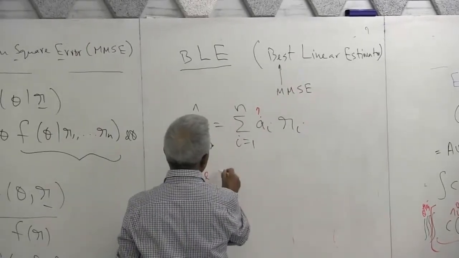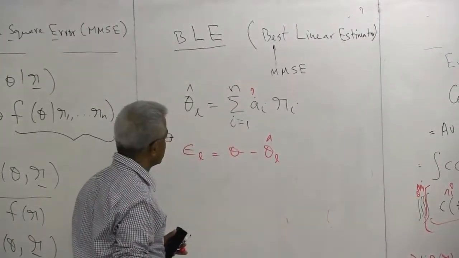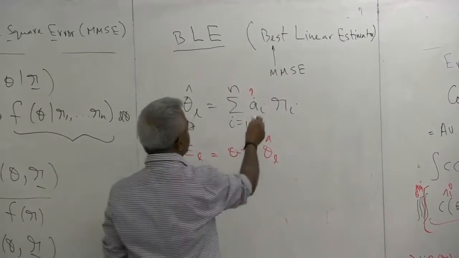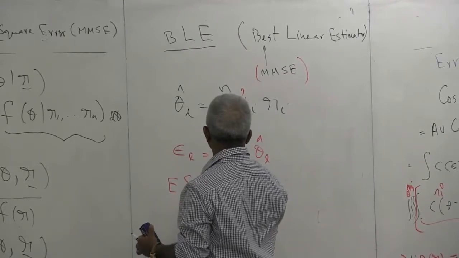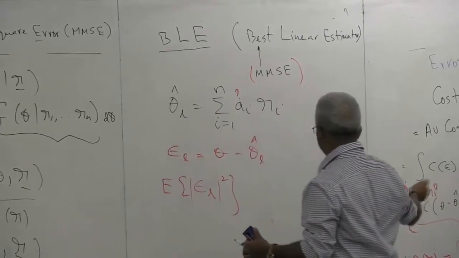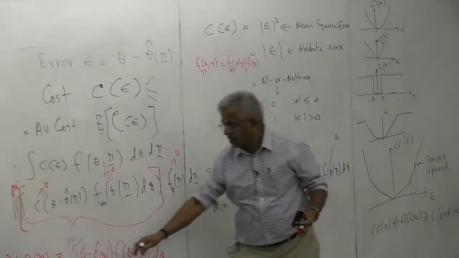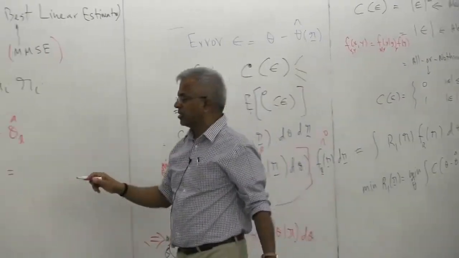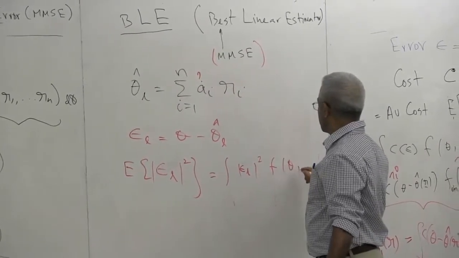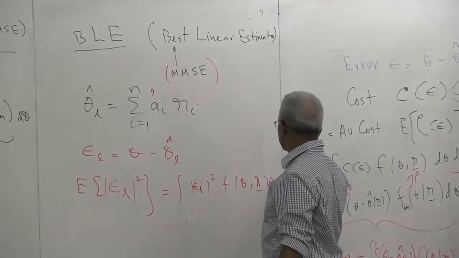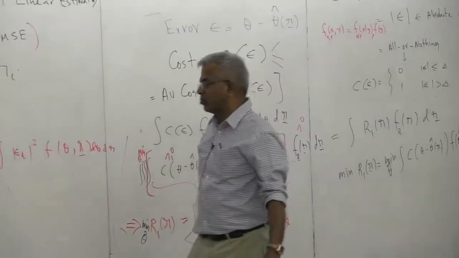So again, I look at the linear error, which is epsilon L equals theta minus theta hat L. So remember, we said MMSE, so I am going to minimize the expected value of epsilon L squared, right? So we went through all this, right? So the condition is exactly the same. We are minimizing all this instead. You plug it in, it will come out the same way, the integral of epsilon L squared f of theta comma r d theta dr. But we realize that instead of doing this, we can simply do it with r1. So let me pick up that one.